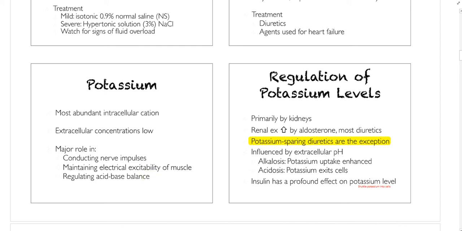So potassium and hydrogen ions are both able to go into and leave the cell, and typically they do so in an inverse relationship. As potassium leaves the cell, hydrogen ion will go into the cell and vice versa. So if there's suddenly an influx of potassium, a lot of it may go into the cell, causing whatever hydrogen ions are in the cell to come out of it, leading to metabolic acidosis.